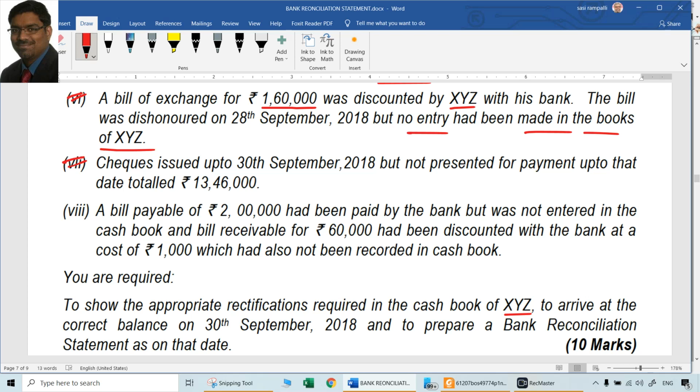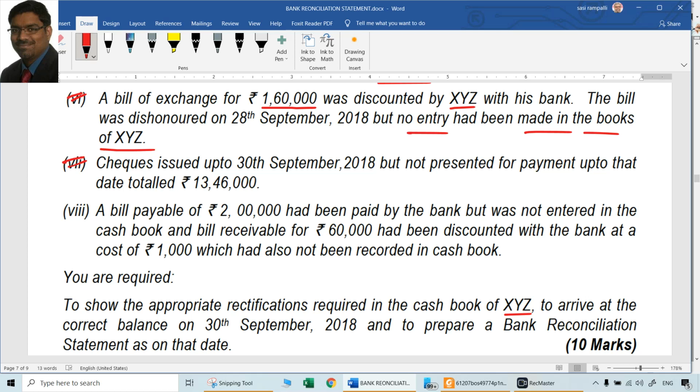Checks issued means we would have credited our cash book already. There is nothing wrong from our side, but the only thing is they are not yet presented for payment. What can we do? We can't do anything. The bank also cannot do anything. It will stay in the reconciliation till they are presented for payment. So 13,46,000. What happened to that in the cash book already?